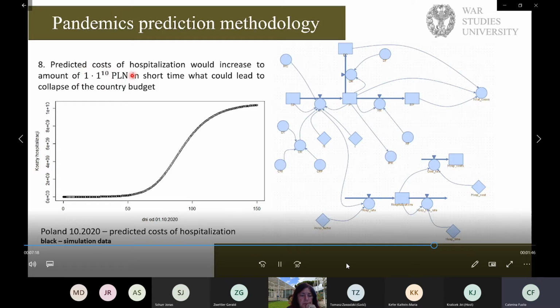And what does it mean for real? It means that in a short time, we could lead to collapse of the country budget. And having such predictions, we can state that introducing lockdowns was justified because of the danger of collapsing the budget in a short time.